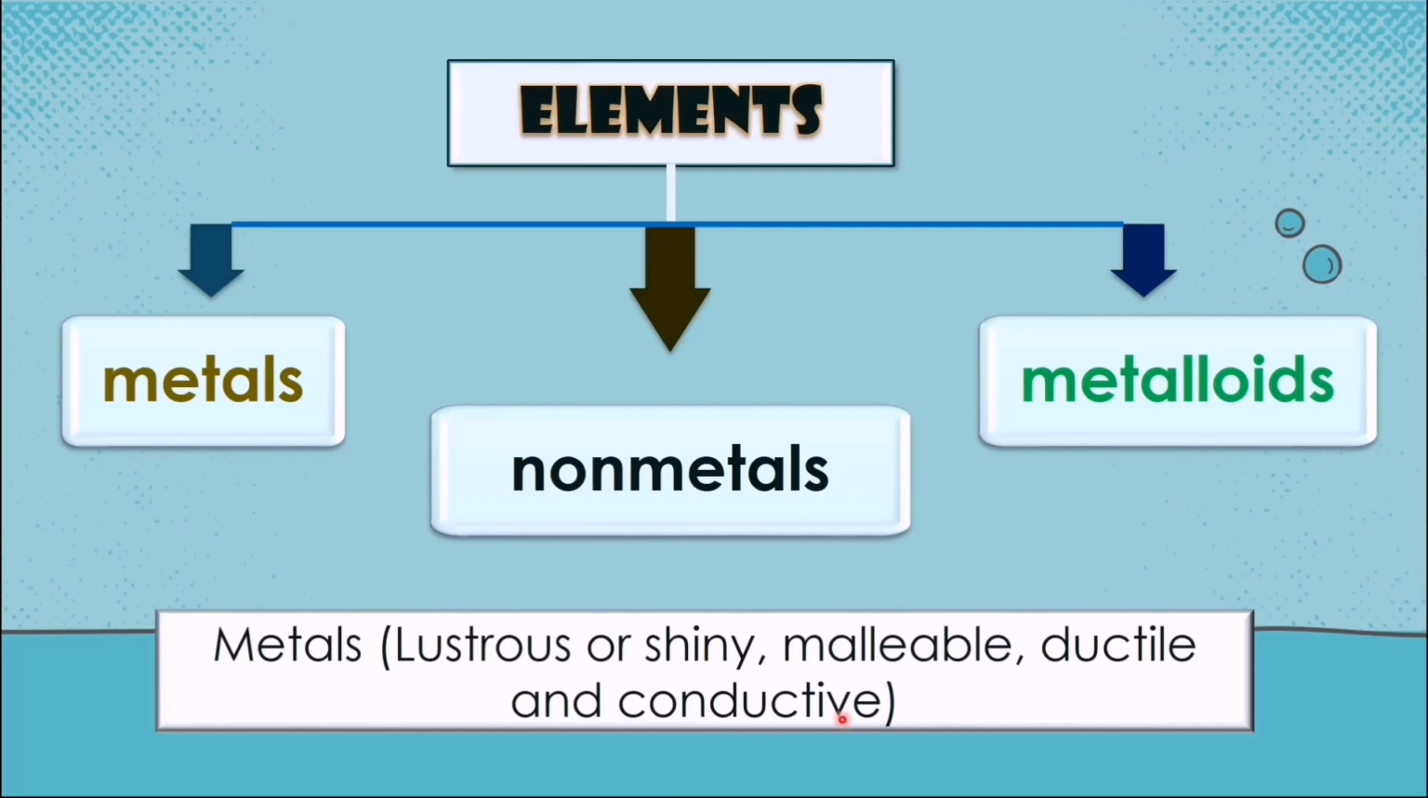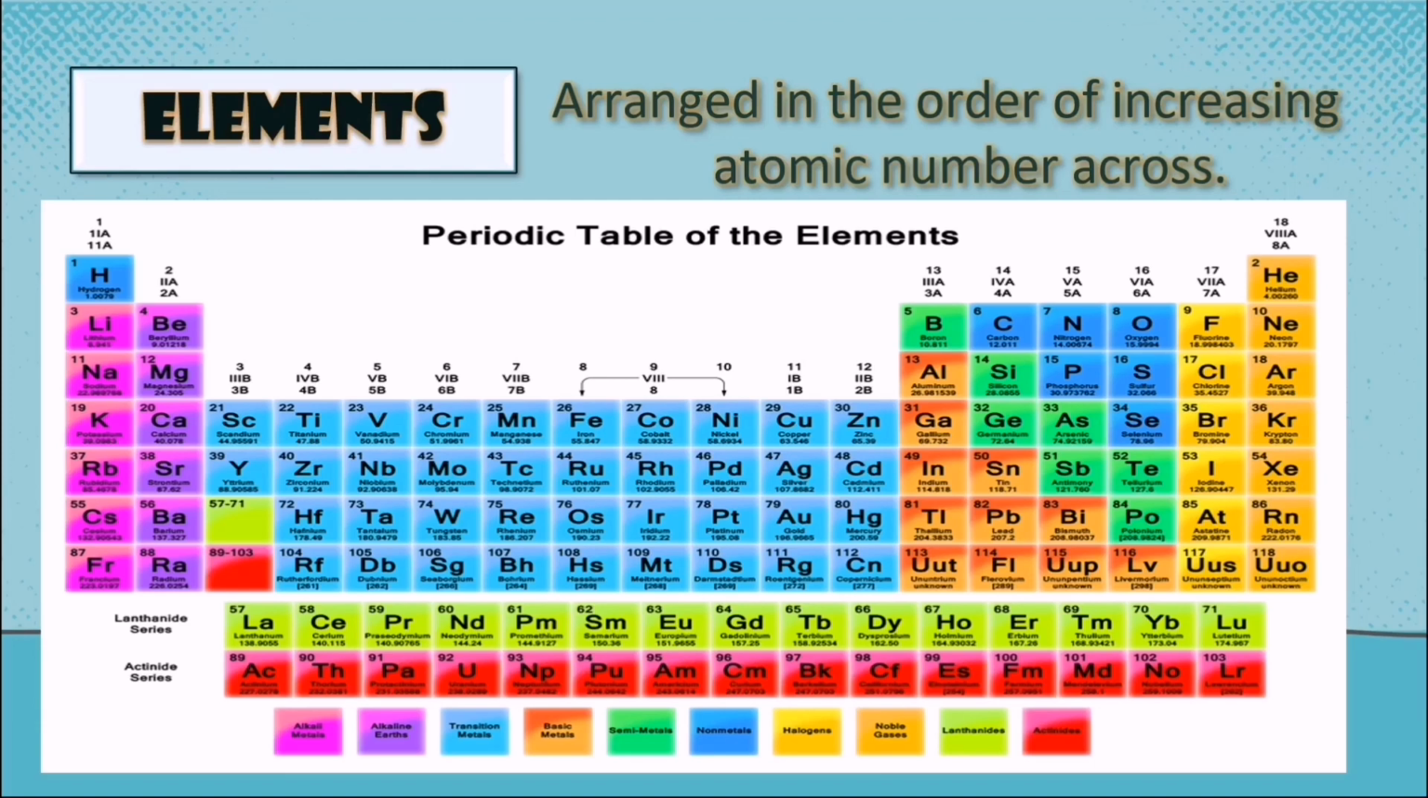Okay, as you can see here in our periodic table of elements, look at here. Our elements are arranged in order of increasing atomic number across. So these numbers across are arranged according to their atomic number. Look, number 1 is hydrogen. Number 2, helium. Number 3, lithium. Number 4, beryllium. Number 5, boron. 6, carbon. 7, nitrogen. 8, oxygen. 9, fluorine. And 10, neon. And so on. So, they are arranged increasingly according to their atomic numbers.